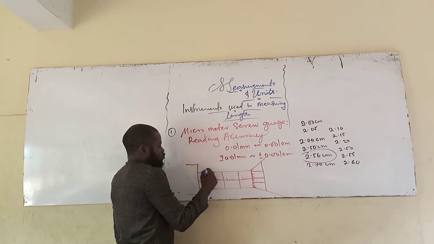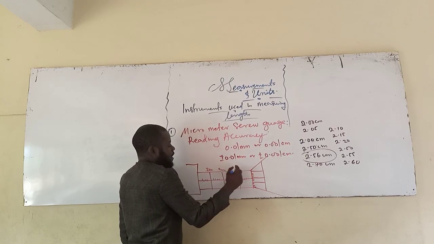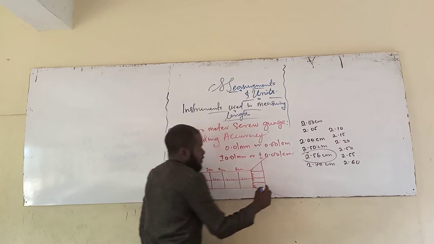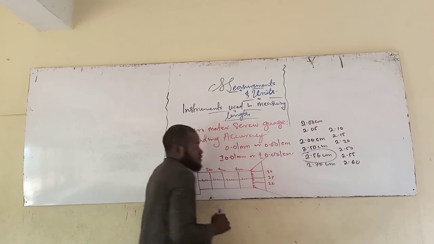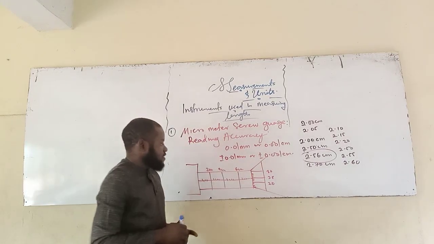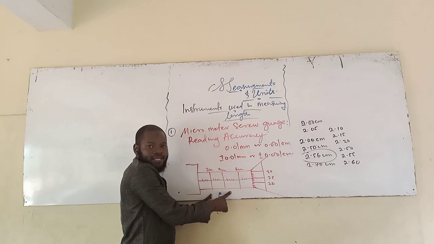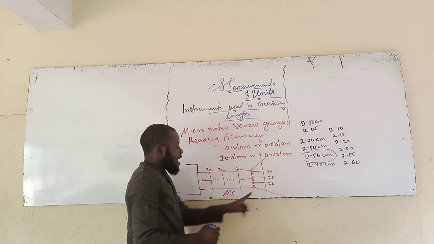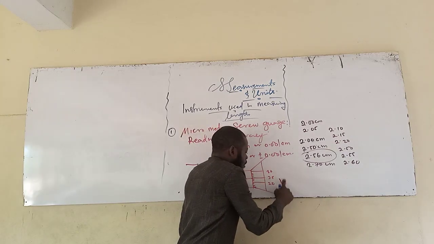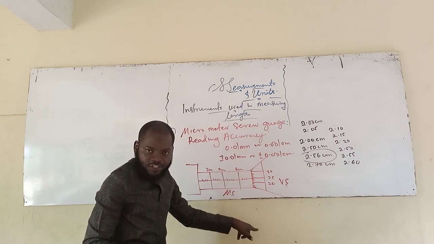Now, let's say this one is 2 centimeter, 4 centimeter, 6 centimeter. Let's say this one is 20, 25, and 30. You get what I'm coming from now. Please pay attention to this. This is the main scale of a micrometer scale gauge. And this is the vernier scale of a micrometer scale gauge.